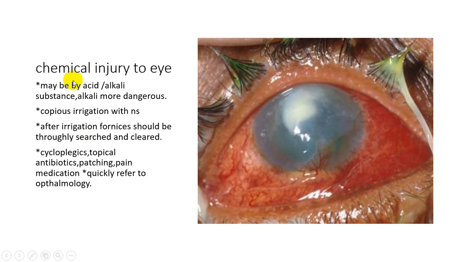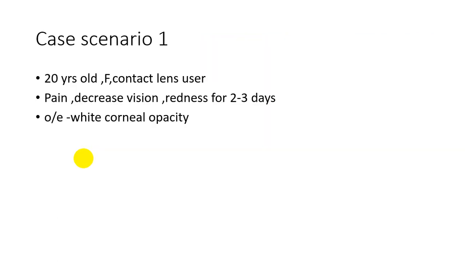Chemical injury of the eye may be from an acid or alkali substance. Alkali are more dangerous. Give copious irrigation with normal saline. After irrigation, the cornea should be thoroughly searched and cleared. Treatment is with cycloplegics, topical antibiotics, and patching. Pain medication you should give, and quickly refer to ophthalmology.